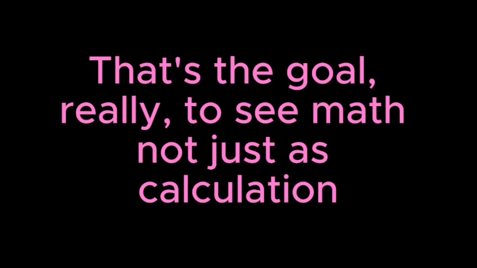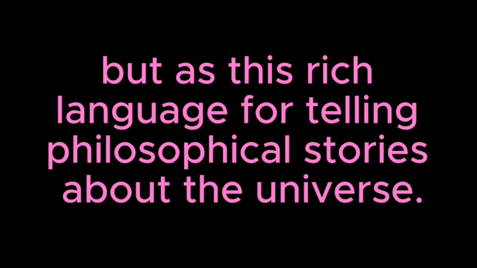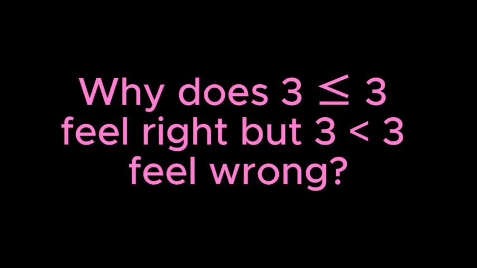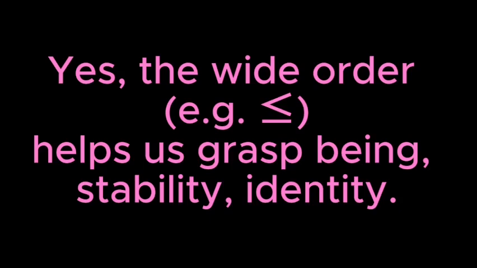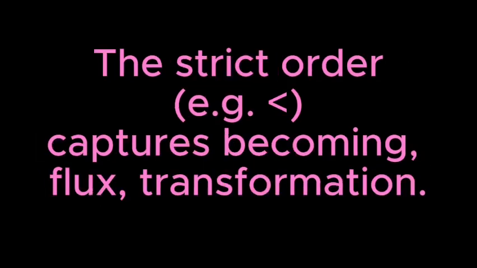That's the goal, really, to see math not just as calculation, but as this rich language for telling philosophical stories about the universe. Why does 3≤3 feel right, but 3<3 feel wrong? It taps into something intuitive. It's like math itself distinguishes between, what did you call it? Being and becoming. Yes. The wide order helps us grasp being, stability, identity. The strict order captures becoming, flux, transformation.